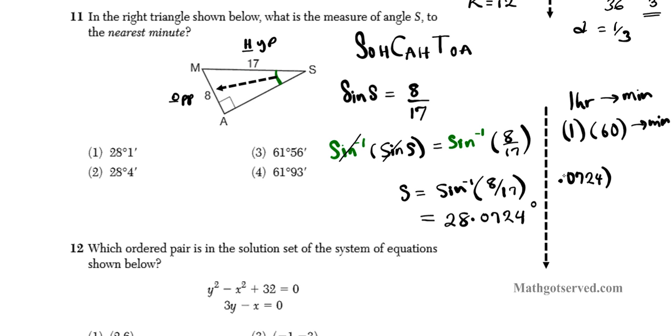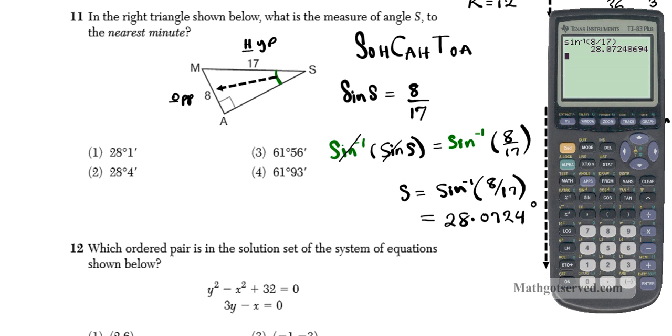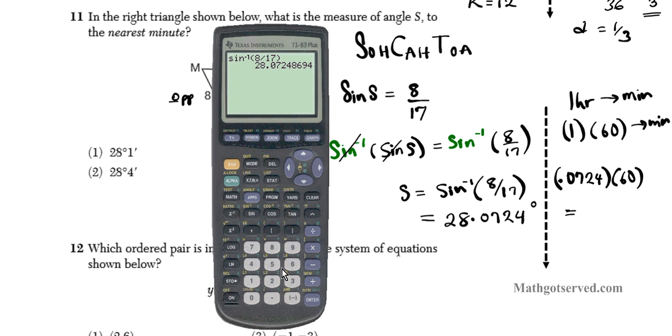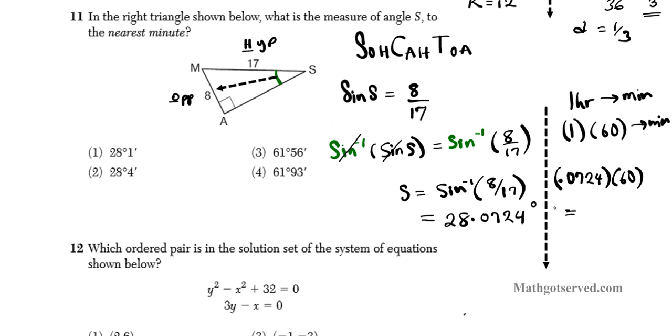So to convert this decimal component of the degree measure to minutes, you simply multiply 0.0724 by 60, and that will give us the minutes of this decimal expression. So let's go ahead and compute what that is. 0.0724 times 60 is 4.34. So to the nearest minute, it is going to be 4 minutes. All right, so let's put that down. It's approximately 4 minutes.